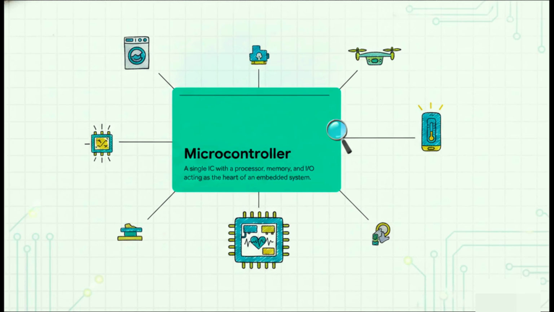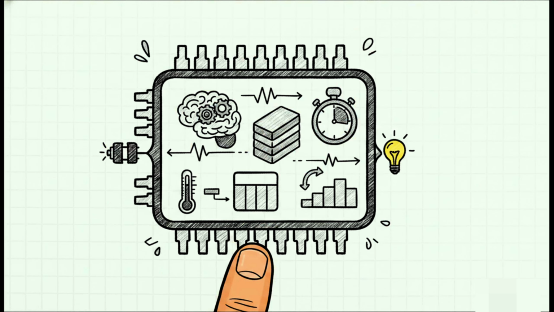By definition, a microcontroller is a single integrated circuit that contains a processor core, memory, and programmable input/output peripherals. It acts as the beating heart of an embedded system. Guys, this is the magical piece of engineering that actually makes the modern world possible. By squeezing an entire computer system onto one tiny piece of silicon, engineers can embed intelligence into practically any object on the planet.